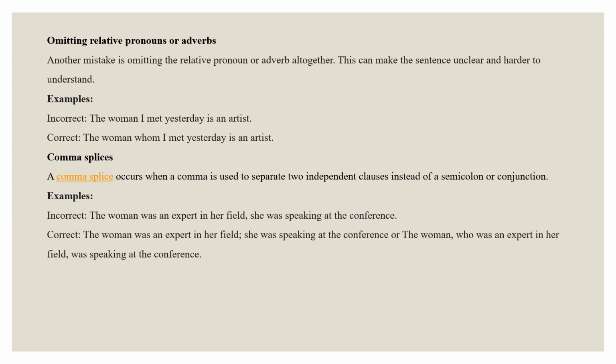Comma splices. A comma splice is when a comma is used to separate two independent clauses instead of a semicolon or conjunction. Example: the woman was an expert in her field, she was speaking at the conference. Correct: the woman was an expert in her field; she was speaking at the conference. Or: the woman who was an expert in her field was speaking at the conference.